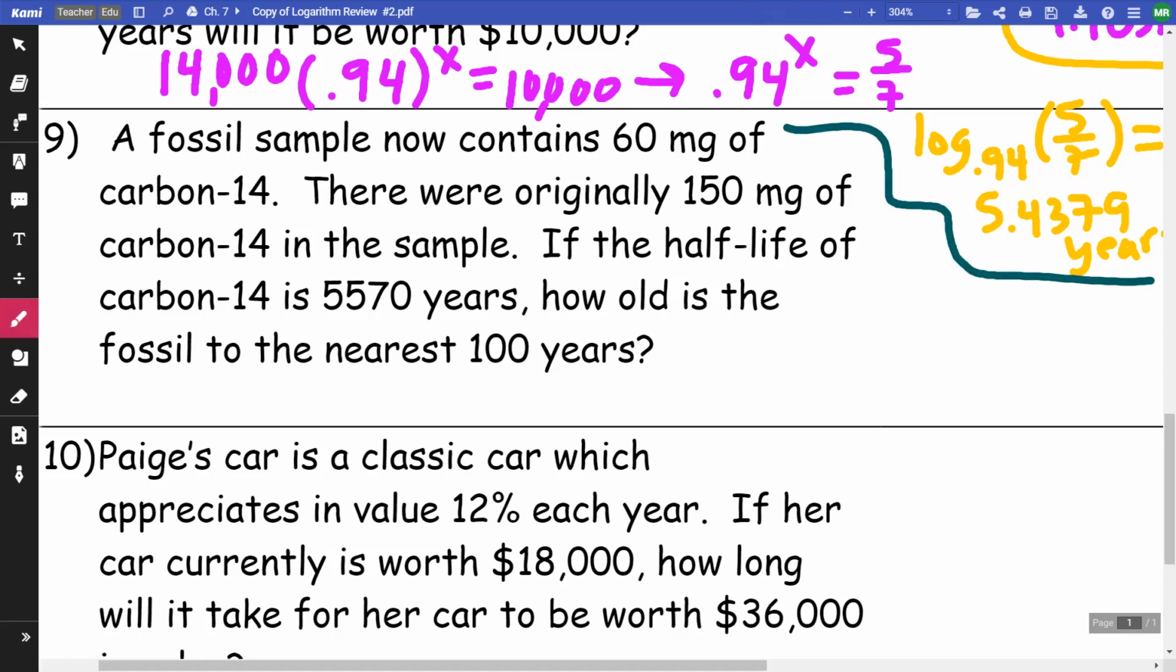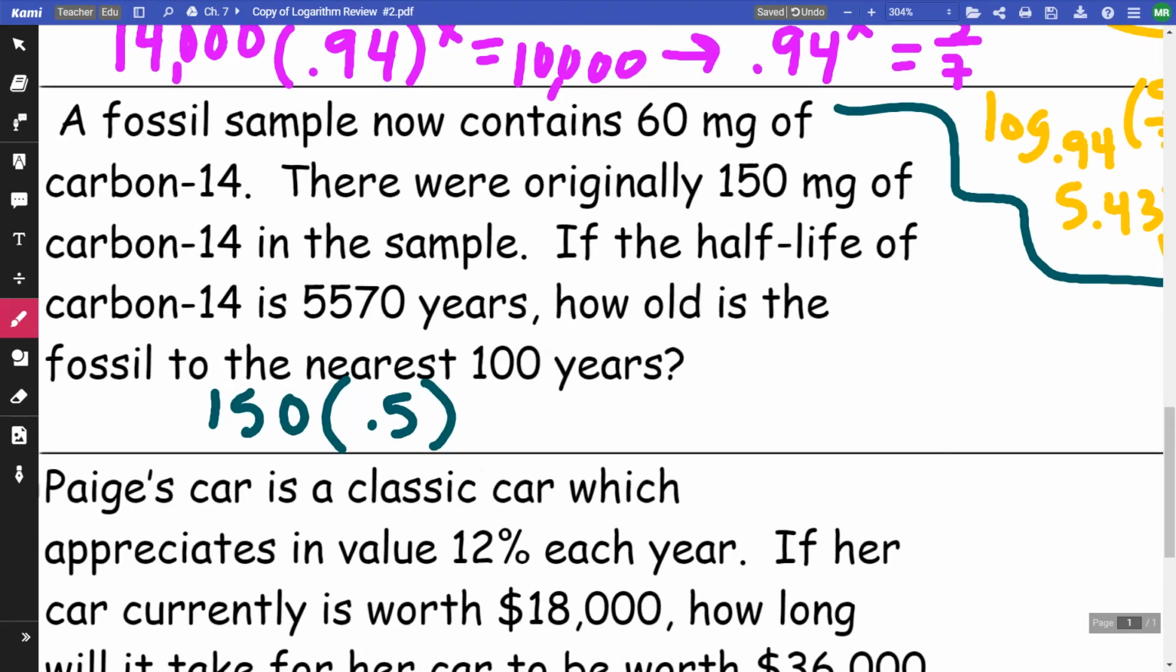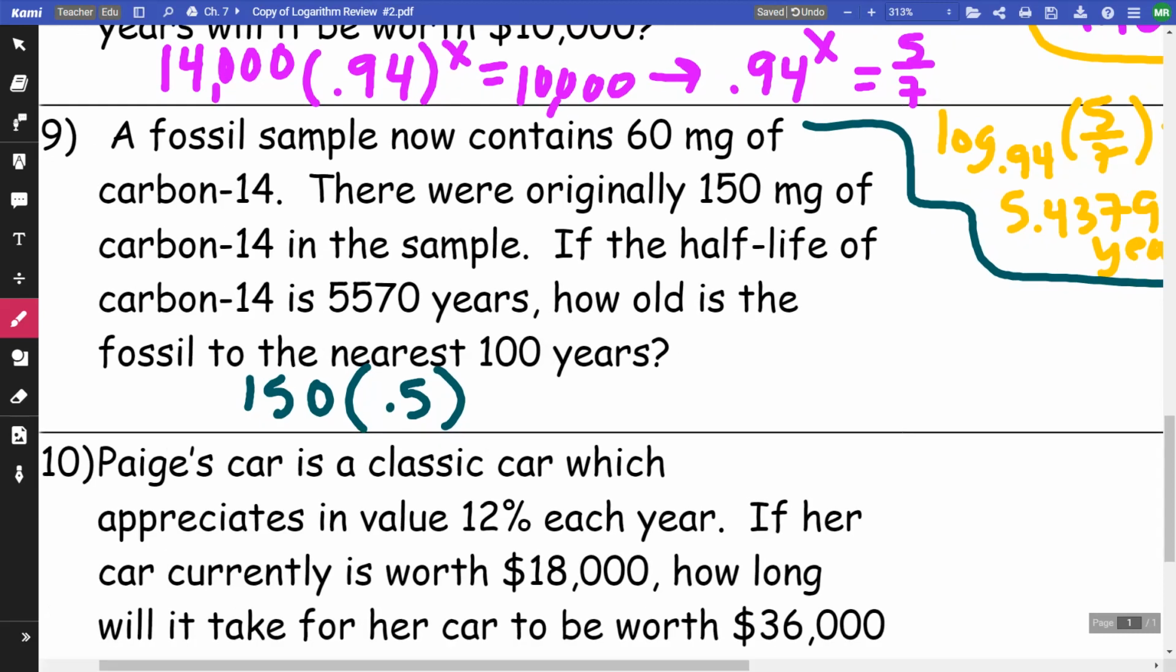So the way I personally would set this up is we are starting with 150 milligrams. It is a half-life, so I'm multiplying it by 1/2, or I'm just going to write 0.5 to the power of, well, I don't take half every year. I take half every 5,570 years. So I'm going to raise this to the x over 5570. That's my exponent. And I want to know when it will be 60.